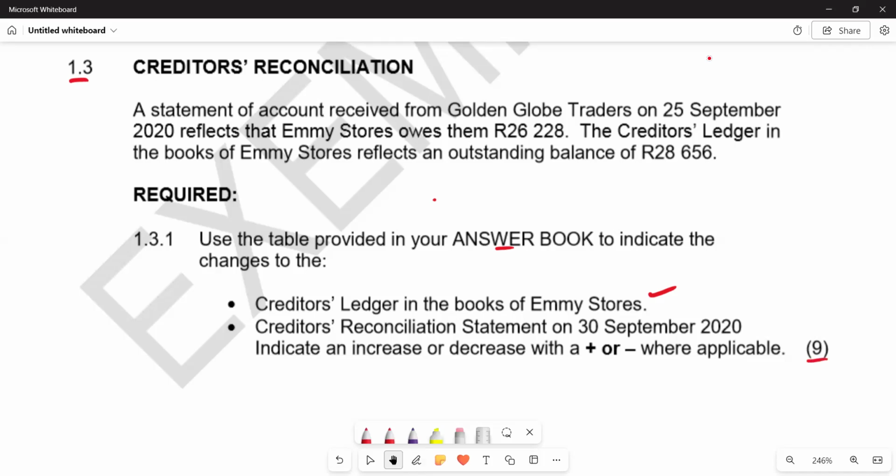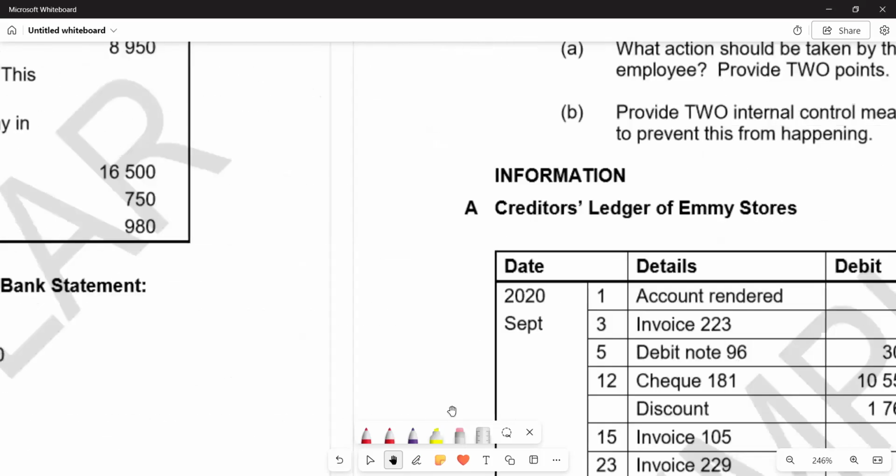So we are going to have our two documents there in terms of the creditors ledger in the books of Amy Stores. So Amy Stores is the owner of the business, and then the other one, the Golden Globe Traders, becomes the supplier, or becomes the creditor. So this is what we have. Then we go to the information given in the question.